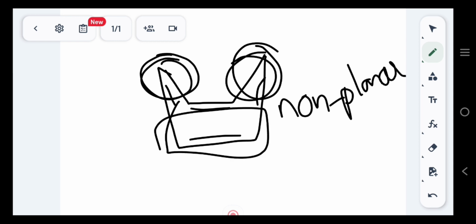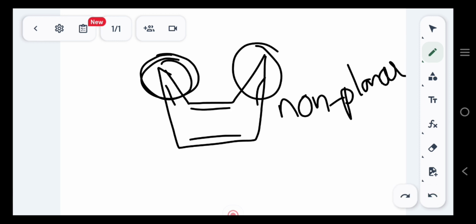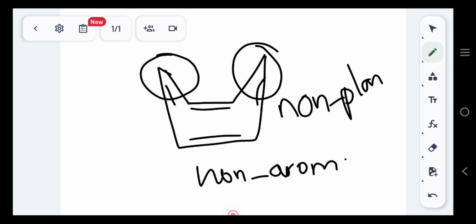Others are in the plane, but these two are projecting outwards, out of the plane. Hence, it is non-planar. If the compound is non-planar, then that particular compound will be non-aromatic, right? Hence, cyclooctatetraene is non-aromatic and it is not anti-aromatic. This is one exceptional case, and it has been asked in CSIR NET.